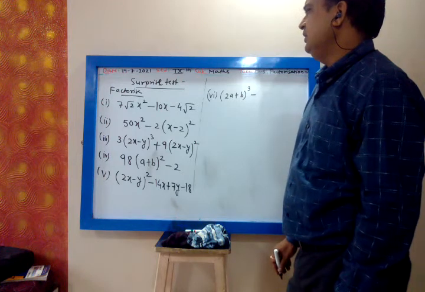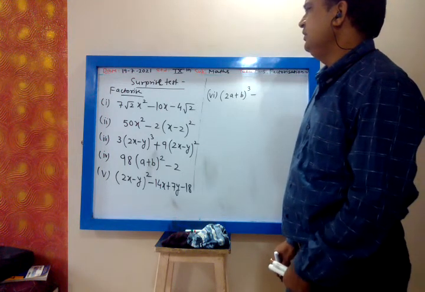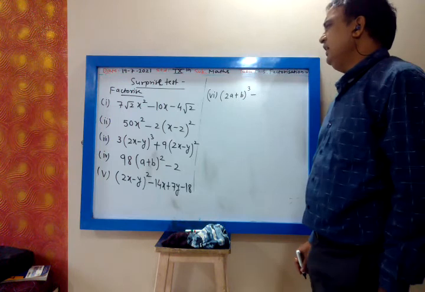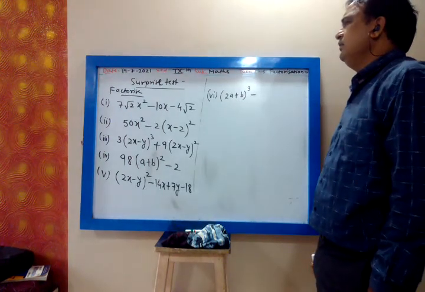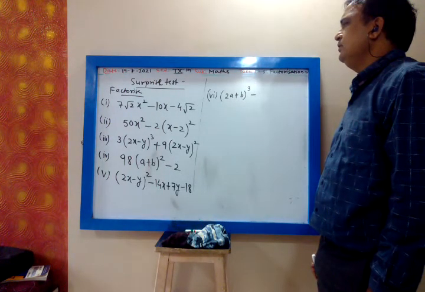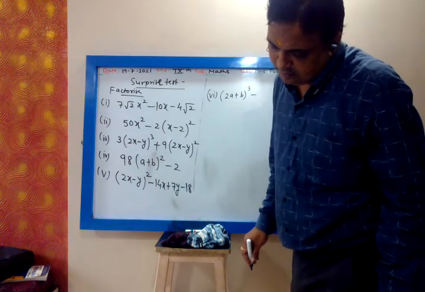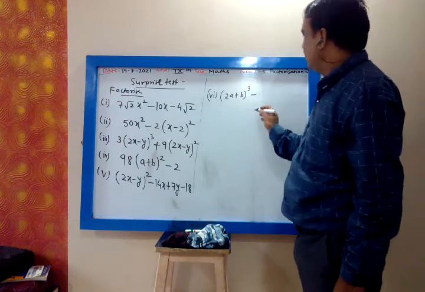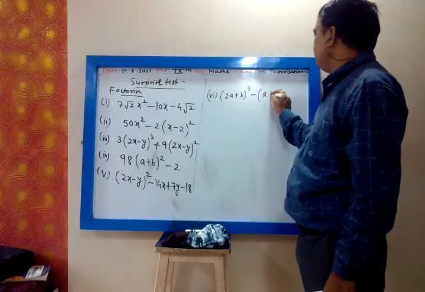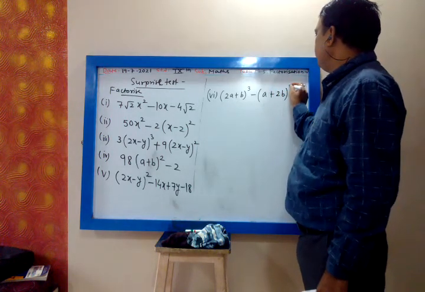So what you have done in second, you have taken 2 common, then 25x square minus x minus 2 whole square, that will be 5x square minus x minus 2 whole square. Okay, a square minus b square. Yes, very good. 2a plus b whole cube minus a plus 2b whole cube.